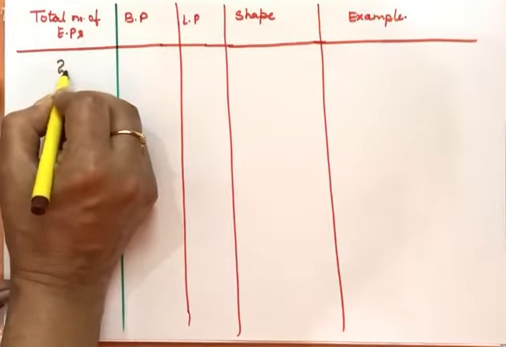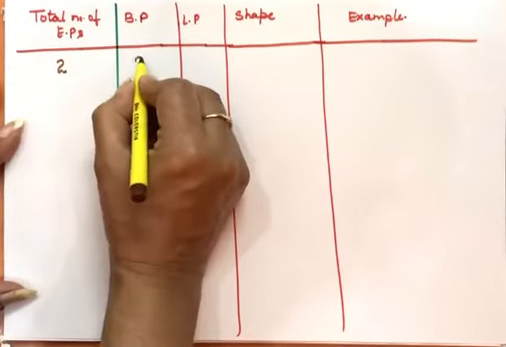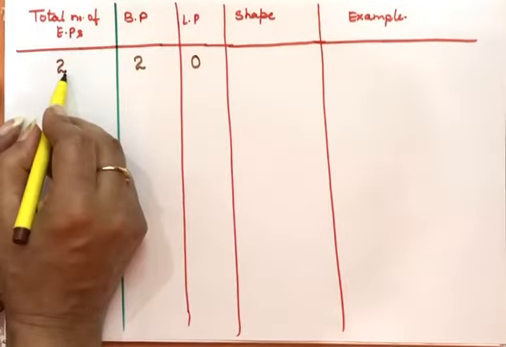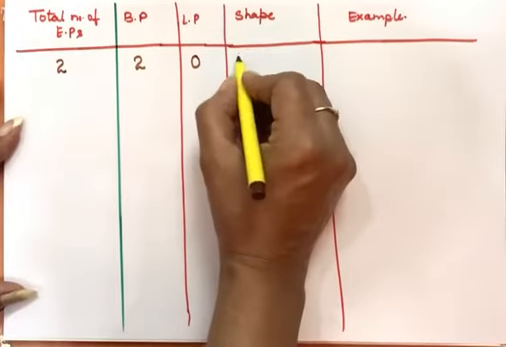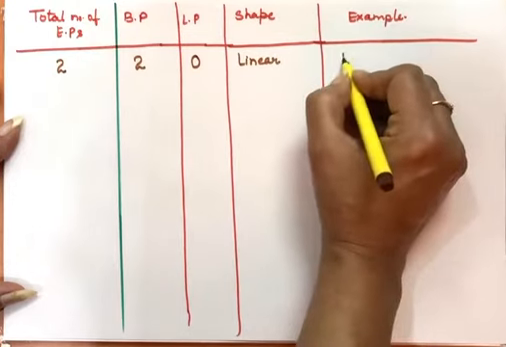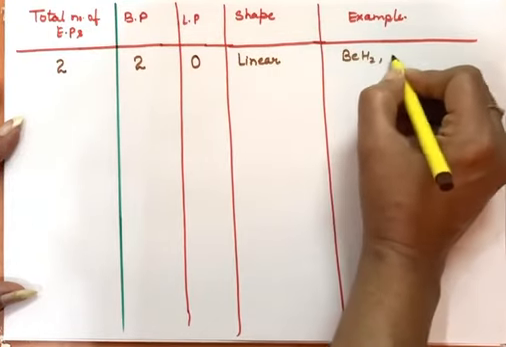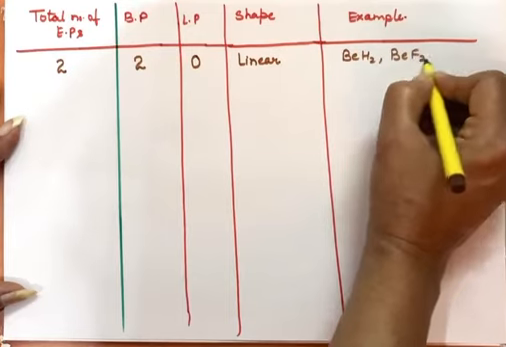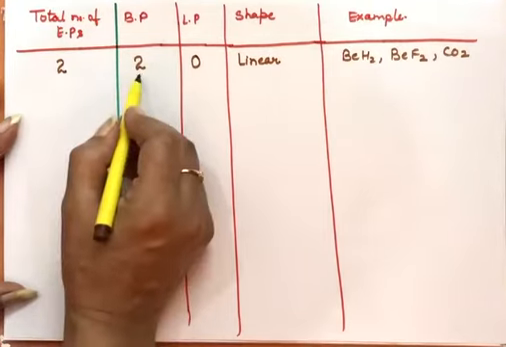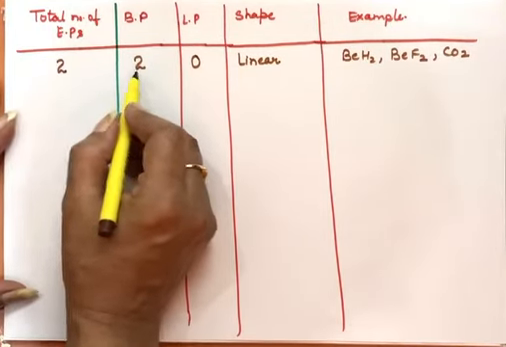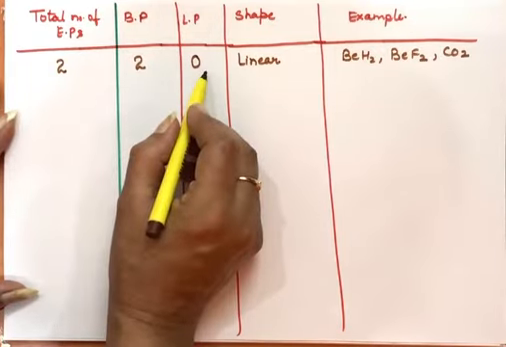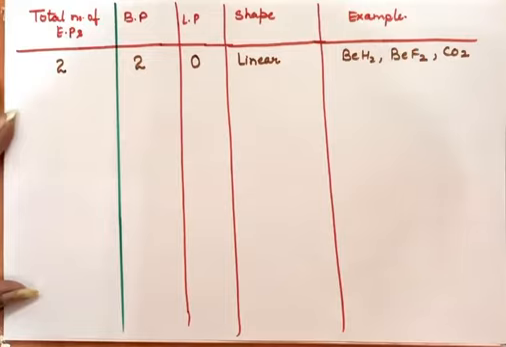If two electron pairs are in a molecule, both will be bond pairs. There is no possibility of a lone pair if there are a total of two electron pairs. Then the shape of that molecule will always be linear. Examples are BeH2, BeF2, carbon dioxide. All these have linear geometry because in their Lewis structure there are only two bond pairs. So to know how many bond pairs and lone pairs are there, we need to draw the Lewis structure first of all.